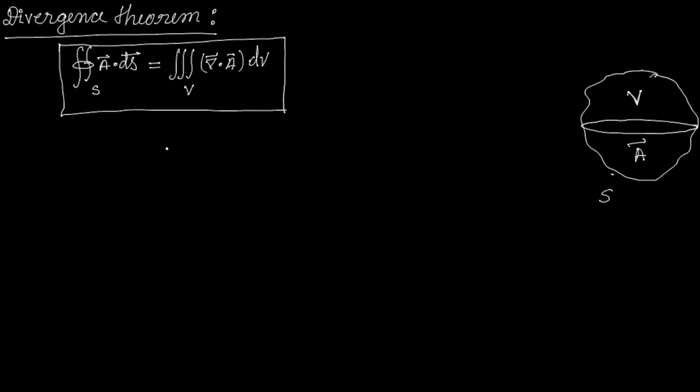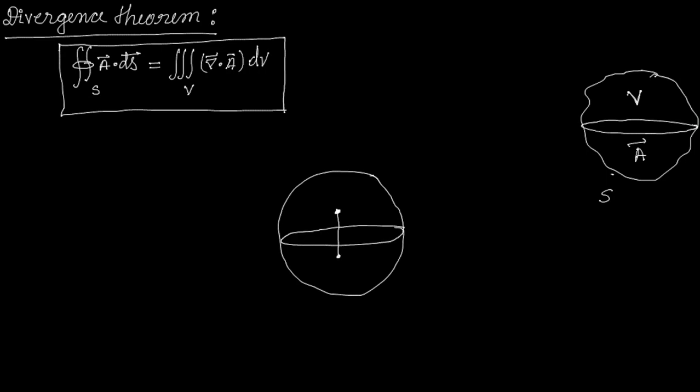So again, let me give another example, and from there we can understand the beauty of this theorem. Let's say we have a spherical surface, and inside this spherical surface we have a dipole, plus q and minus q. Dipole.